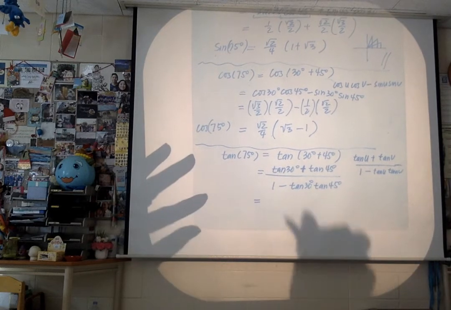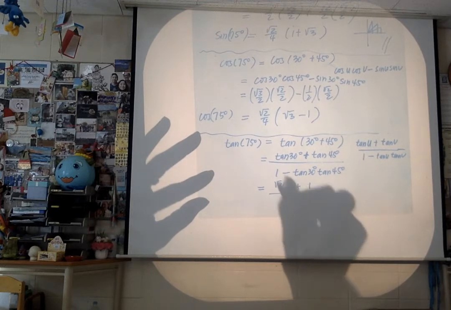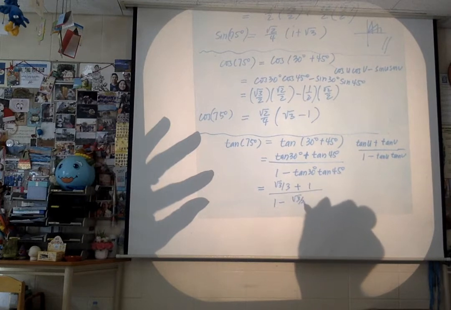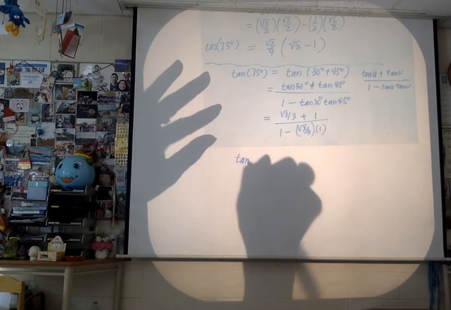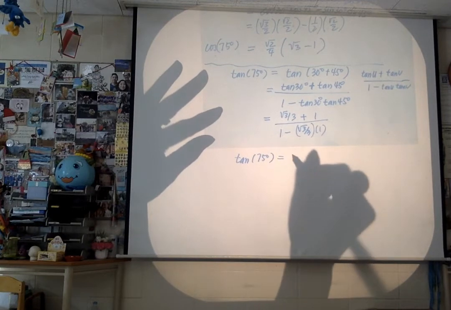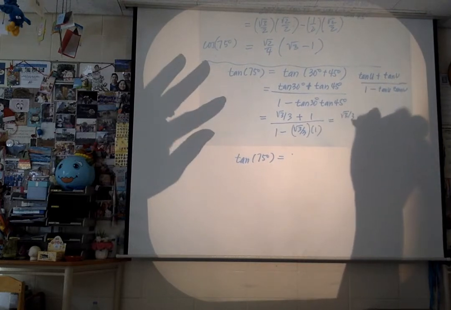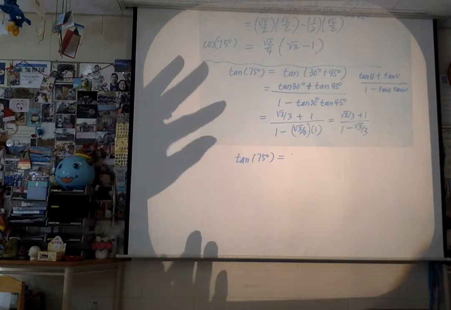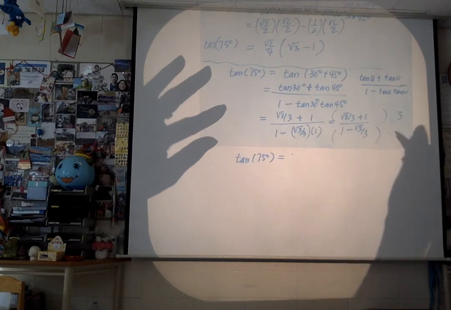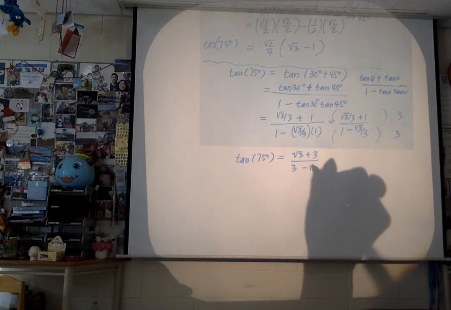And you get here, tangent of 30 is what? Root 3 over 3, I hear you yelling. Tangent of 45 is what? 1. And this is 1 minus root 3 over 3, because tangent of 45 is 1. When you simplify that, you get tangent of 75 degrees. I know your algebra calculations are a little weak, so make sure you do complex fractions here. I would multiply by 3, I would multiply by 3. Then I get root 3 plus 3 over 3 minus root 3.